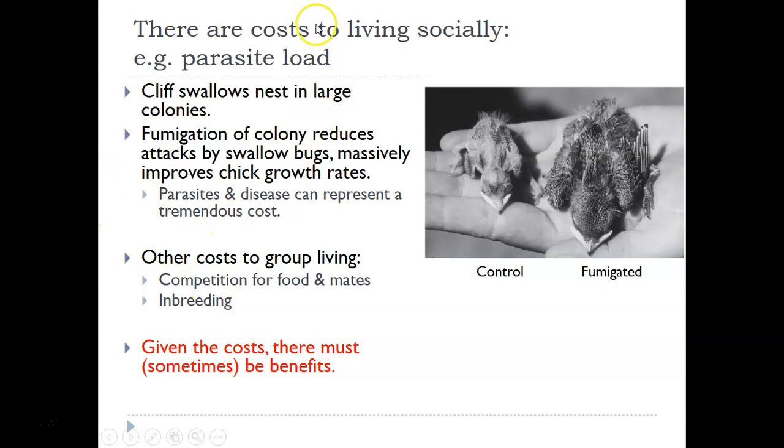So given that there are all these costs to social living, there must then be benefits. And we have discussed some of the benefits before for sure. One of the main examples we've discussed are the anti-predator benefits in terms of dilution effect and selfish herd and increased vigilance and all the things that one gains from being part of a group in terms of avoiding predators. And so that certainly is an important benefit.